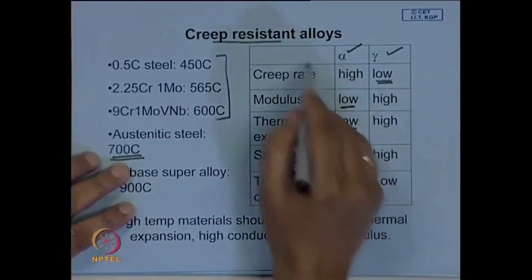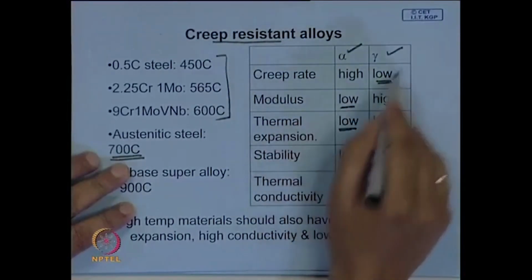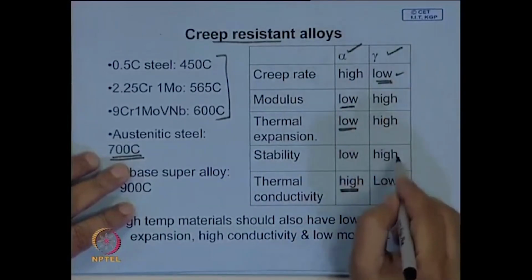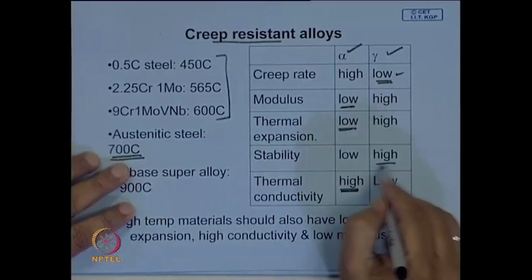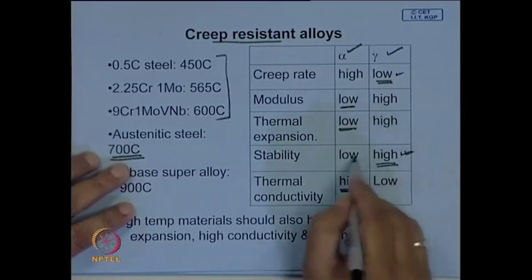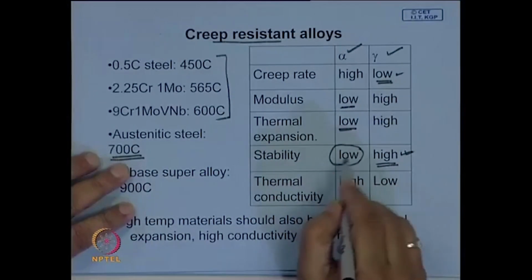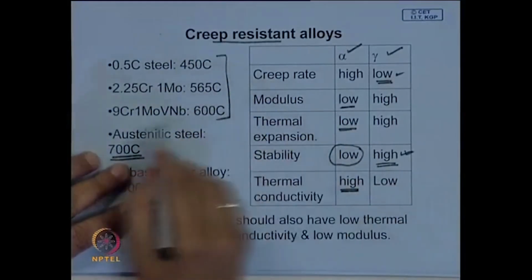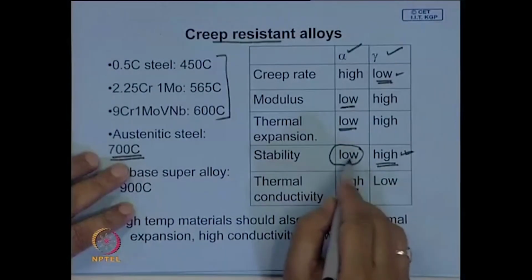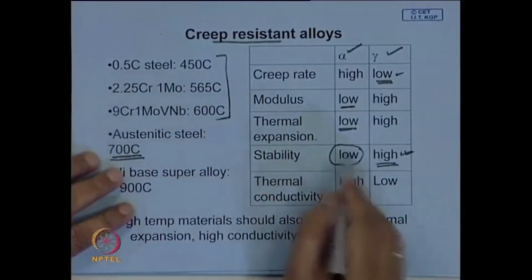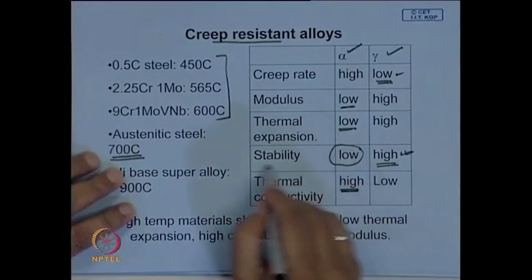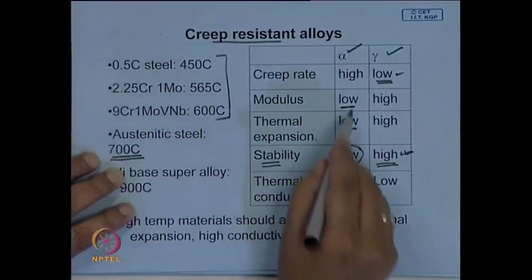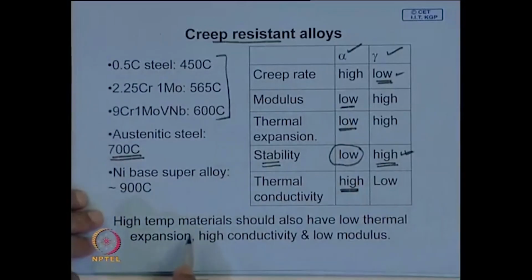So, here ferritic steel scores over austenitic, but austenitic steel has a lower creep rate, and also a better structural stability, because if you heat ferritic steel beyond a particular temperature, it gets converted to austenite. That is one limitation, and attempts are on to improve the temperature range of stability of ferritic steel, because it has certain other attractive properties.